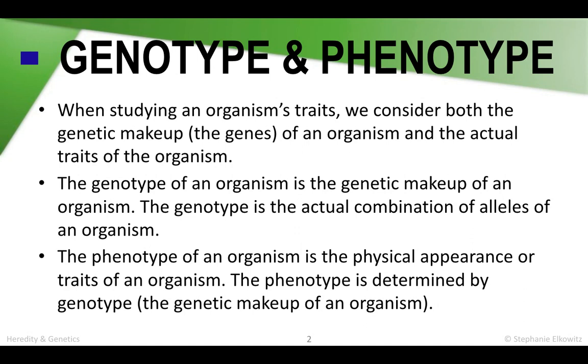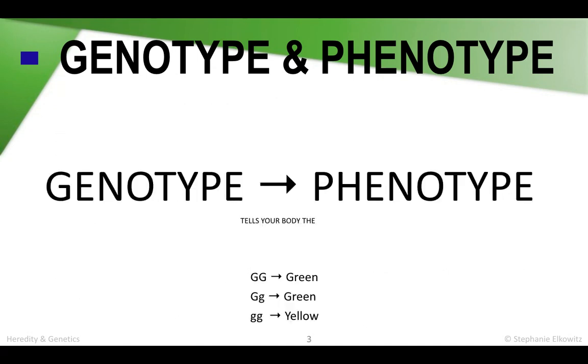Now, the phenotype of an organism is the actual physical appearance. And you can kind of hear that, right? Phenotype, physical appearance. They both start with that PH. That physical appearance or the trait of an organism. That phenotype is determined by the genotype, that genetic makeup of an organism. Your phenotype is whatever your genotype says it is. The genes in your cells dictate, they determine what that phenotype is going to be. And that's what I added in here: your genotype tells your body the phenotype to show.